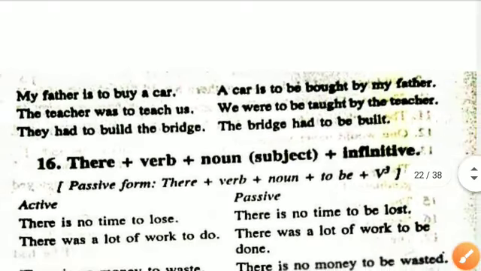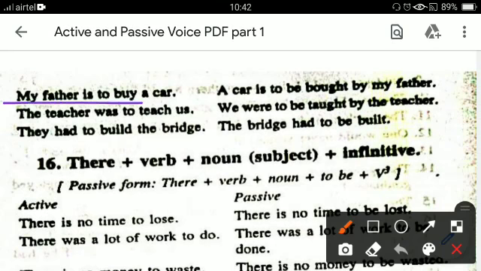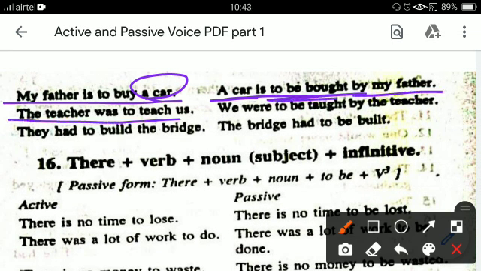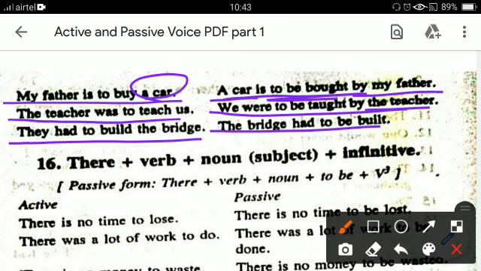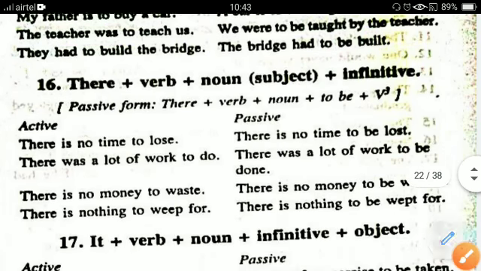Now you can see the next examples. It is also very easy. My father is to buy a car. A car is to be bought by my father. The teacher was to teach us, we were to be taught by the teacher. They had to build the bridge, the bridge had to be built. By them is not used, it's okay, it is understood. That's why by them is not used. Let's see the next rule.